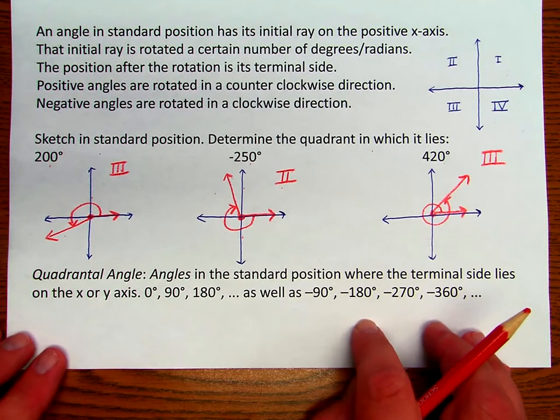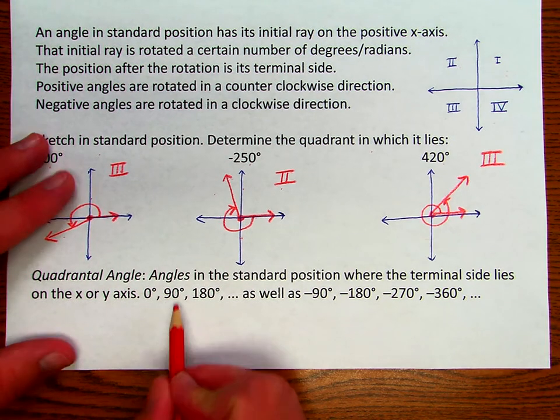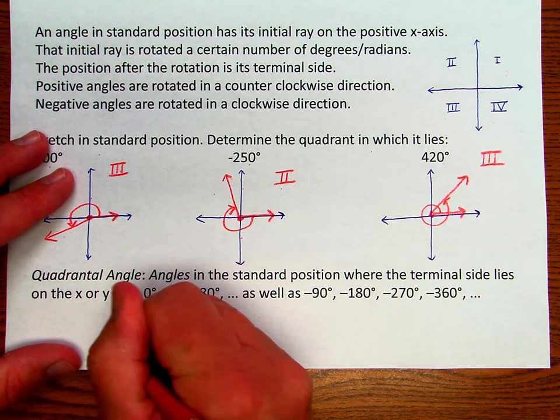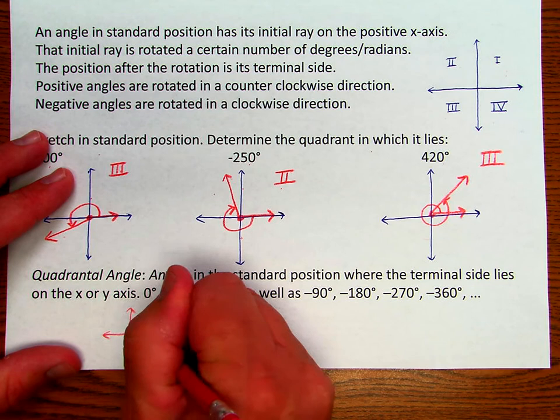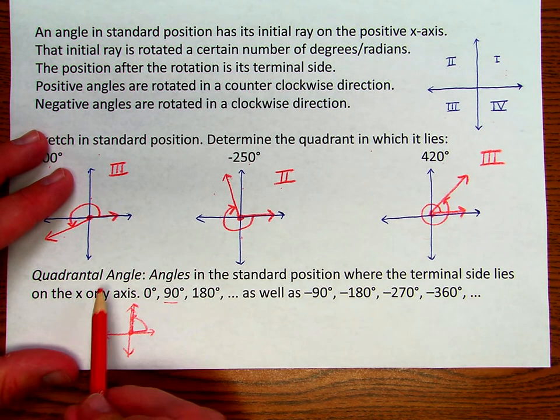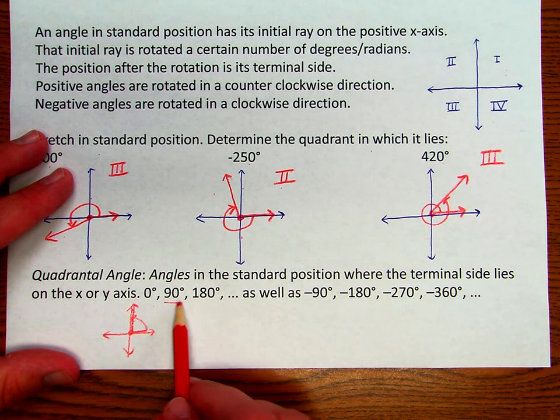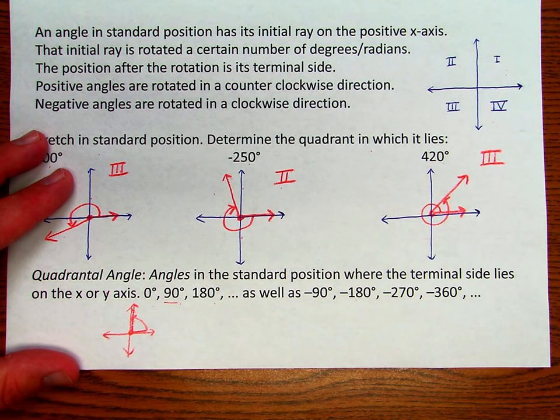All right, now sometimes when you rotate, you land on an axis. So for example, a 90-degree rotation would land right on the positive y-axis. Okay, that's known as a quadrantal angle when it lands on an axis. So these are all examples of quadrantal angles where the rotation lands on one of the, I'm going to say 4 axes in terms of positive x, positive y, negative x, negative y.